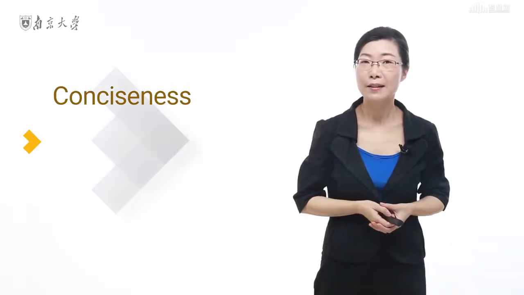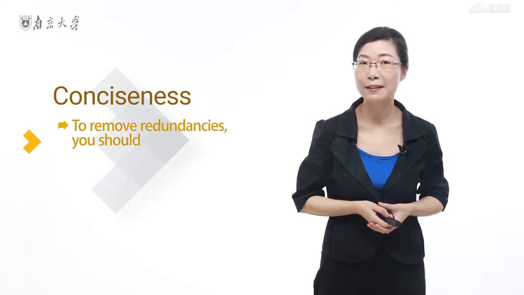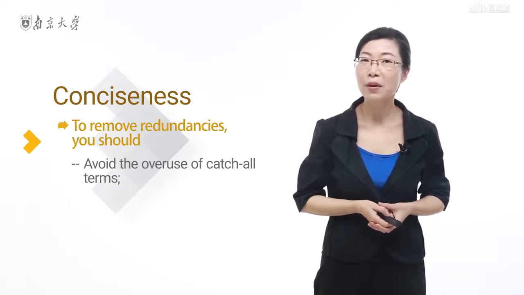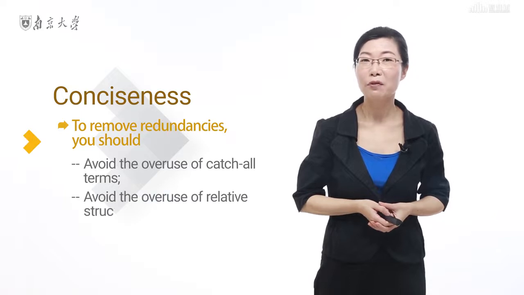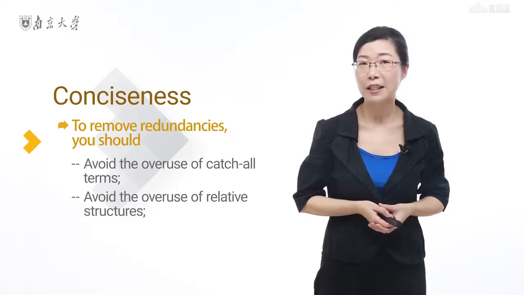To remove redundancy, I have three pieces of advice. Number 1, avoid the overuse of catch-all terms. Catch-all terms are usually words with general meaning, such as fact, aspect, factor, matter, thing, sort, and kind. Overuse of these words leads to redundancy. Number 2, avoid the overuse of relative structures. Removal of some relative structures can result in brevity.